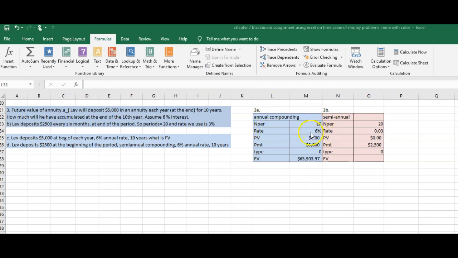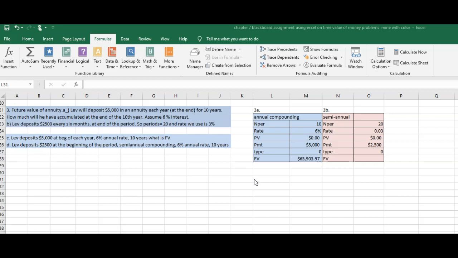So I've gone ahead and typed in my information here, and I put in present value of 0 because as of today there is nothing in that fund. The payment is $5,000. Type is 0. So when we deal with annuities, we have to put a 0 or a 1 when it comes to type.